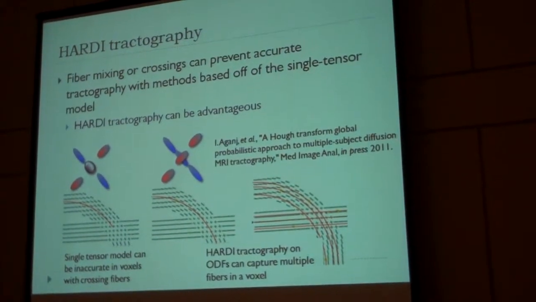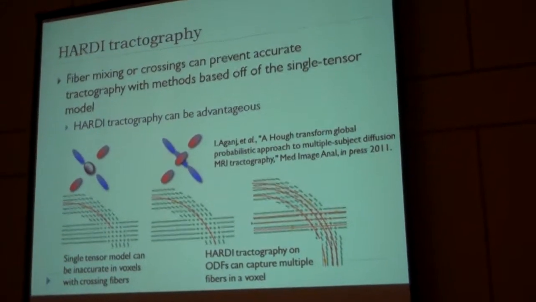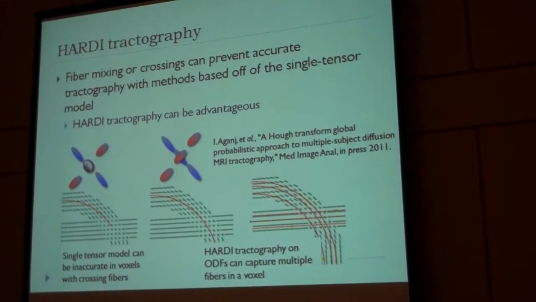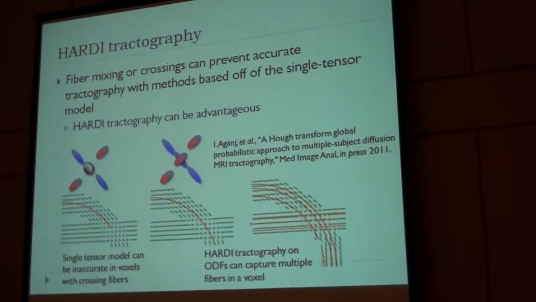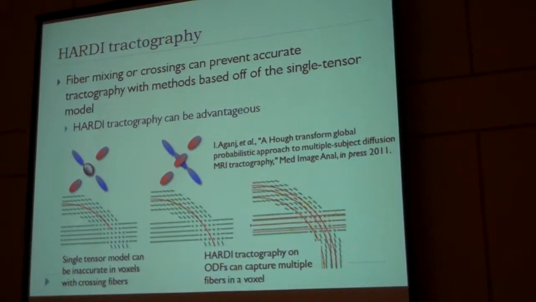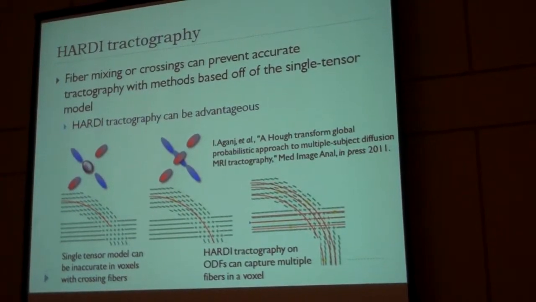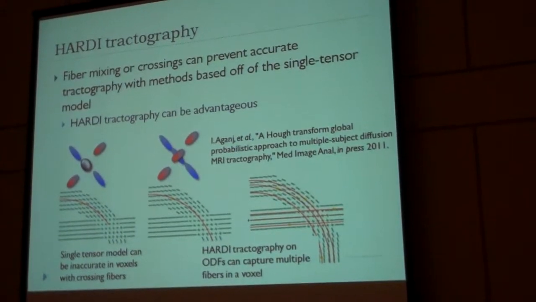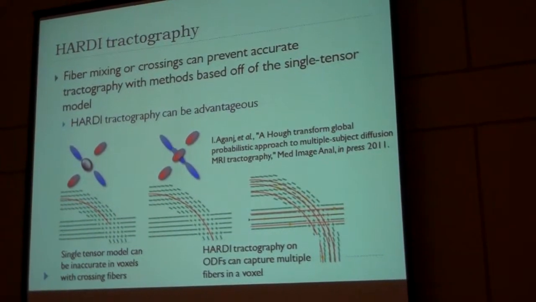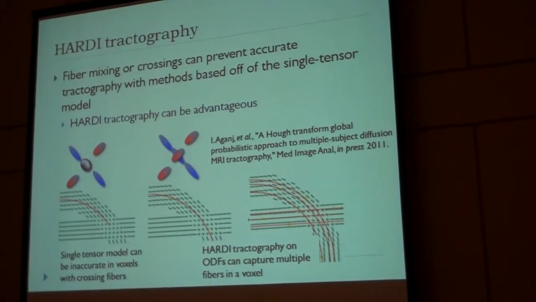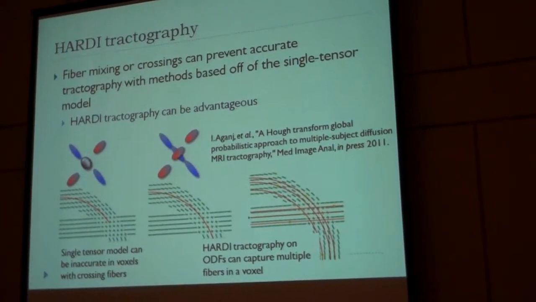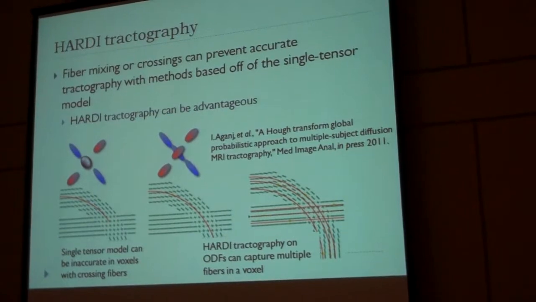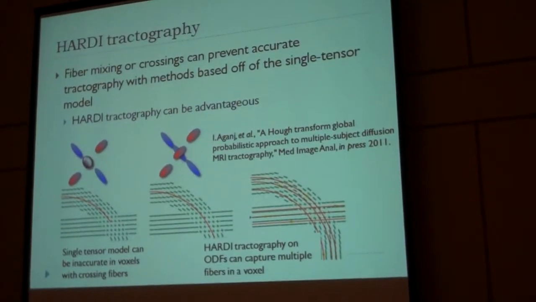The single tensor model of diffusion imaging doesn't account for fiber mixing or crossing. The information that we gain using HARDI images creates an orientation distribution function, or ODF, at each voxel. And using that information, we can delineate multiple fibers that go through a voxel that differ in their orientation. And there are some estimates that 40% of the voxels that we get from diffusion images have fiber crossing. So it is useful and it's advantageous to have this higher resolution diffusion imaging.